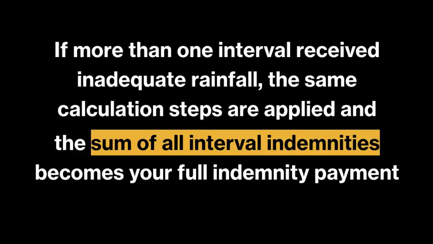If multiple insured intervals experience rainfall below the producer's trigger index, each qualifying interval is calculated independently using the same process we just covered. Each individual interval payment is added together to determine the producer's total indemnity for the policy year. This makes sure that PRF provides accurate protection across multiple parts of the growing season, whenever widespread drought occurs.